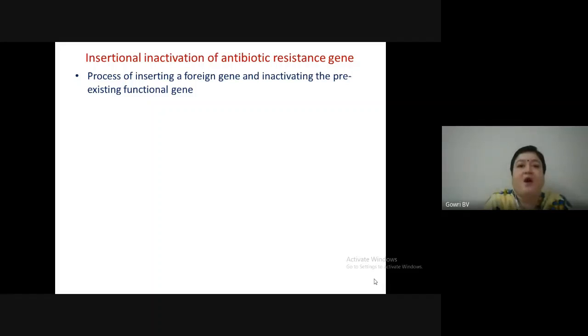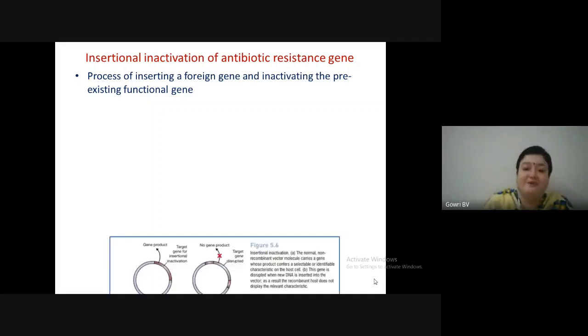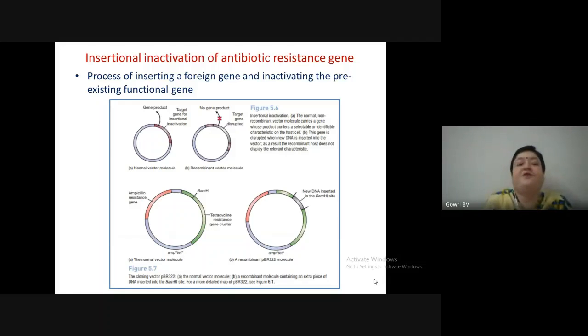Now, what is insertional inactivation of an antibiotic resistance gene? It is the process of inserting a foreign gene and inactivating a pre-existing functional gene. Now go to diagram A, the top one. You have a normal vector molecule, a blue-colored molecule which has a pink-colored region of your gene product, the target gene for insertional inactivation. So the normal vector will produce the product. Now go to B, the recombinant vector.